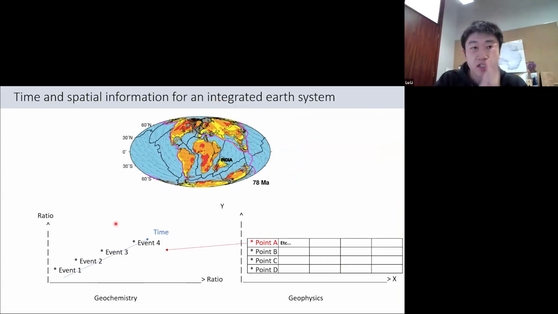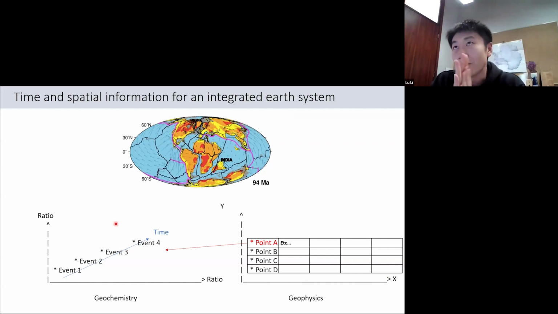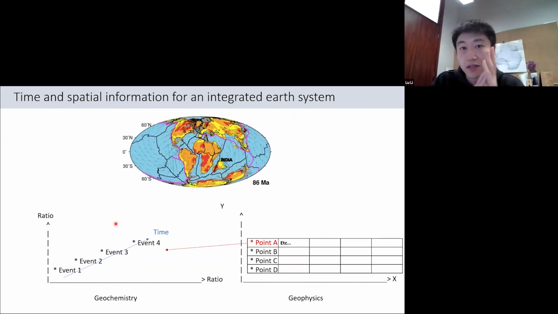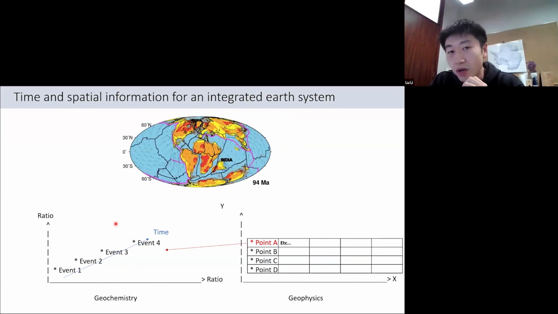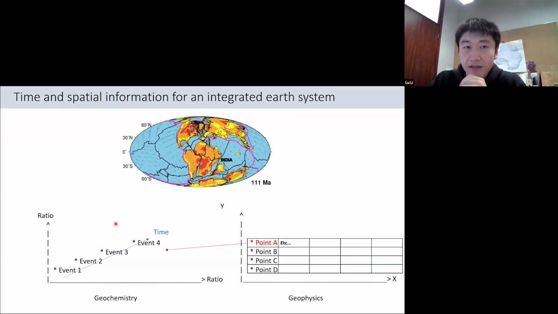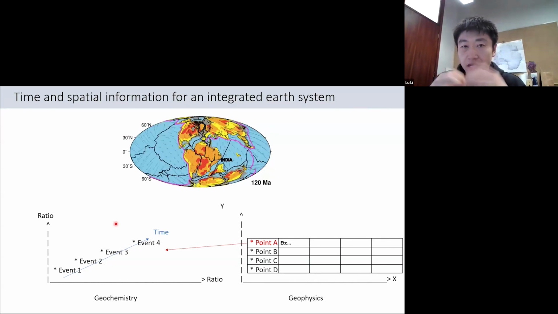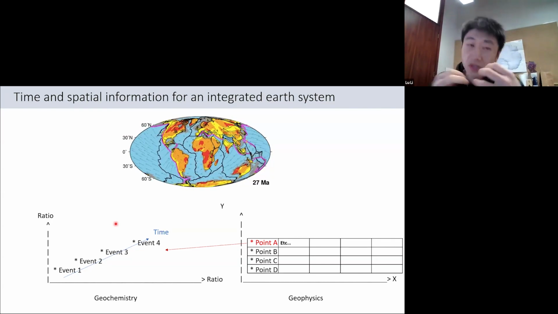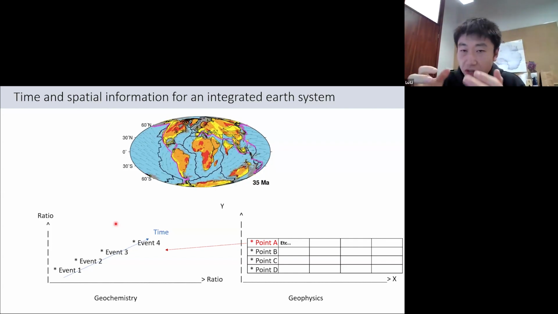So I guess the motivation is that we really try to think about the Earth's evolution over nearly 4.5 billion years of Earth's history, where we only have a few tools that can give us some ingredients to understand how the Earth actually evolves, the evolution of Earth through time. So basically, we have geochemistry and geophysics.